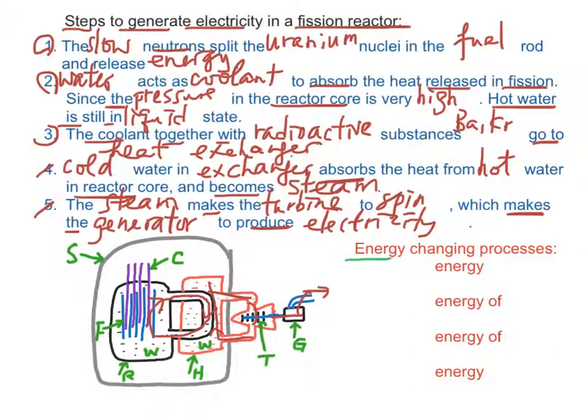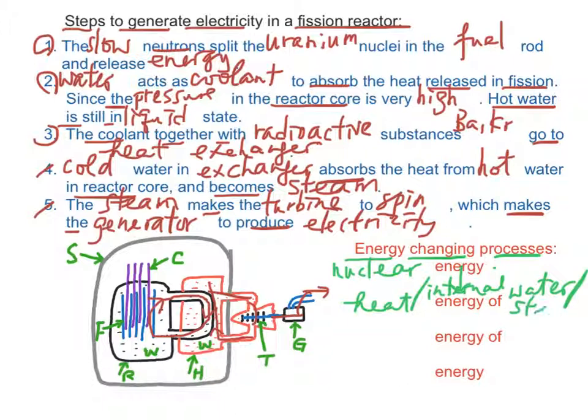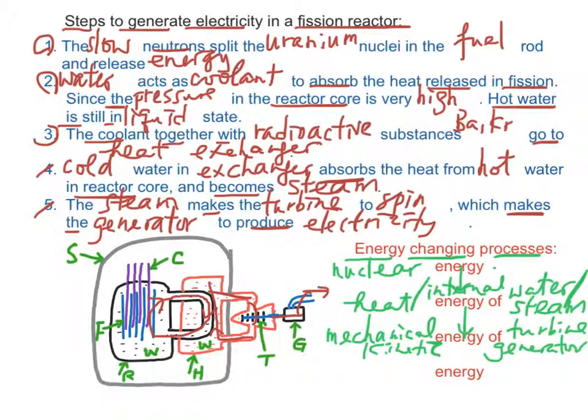The whole energy changing process: from nuclear energy changes to heat energy, or we say internal energy of water and steam, and then to mechanical energy, or we say kinetic energy of turbines and generator, and finally converts to electrical energy.